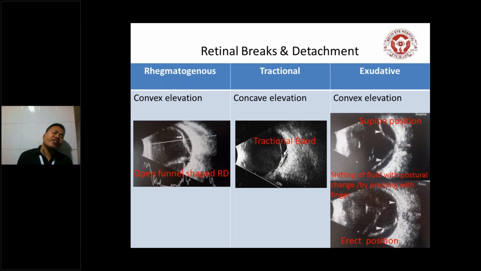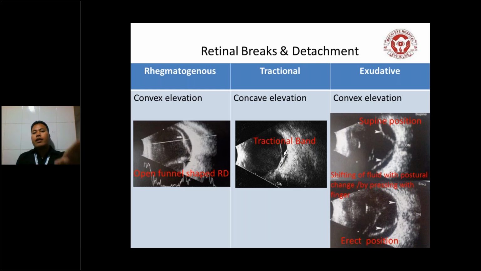So with the help of B scan, we can differentiate different types of retinal detachment. It's very simple to differentiate the types of retinal detachment with the help of B scan. In case of rhegmatogenous and exudative RD, there is a convex elevation. But in case of tractional, there is a concave elevation.